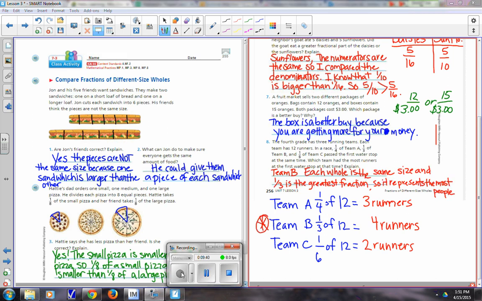So if I were to explain this answer, Team B, each whole is the same size. Each team had 12 runners. And 1/3 is the greatest fraction there. It is the biggest piece. So it represents the most people.